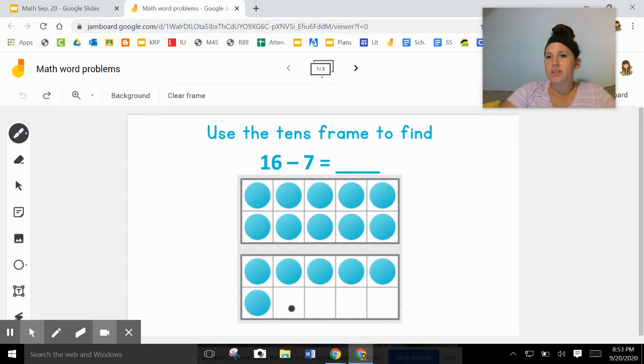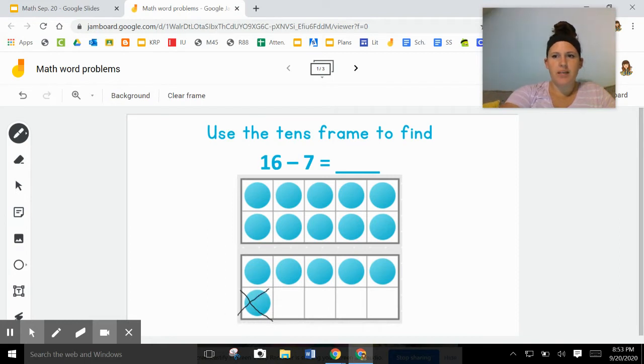Because when you put 16 in this tens frame, if you did it, which is what you need to pretend that you did, you would have put a dot here, dot here, dot here, dot here, dot here, and you would have filled up this top one, and then you would have filled up the next row. The last one you would have put is this one right here. So you're going to start off crossing that one out.